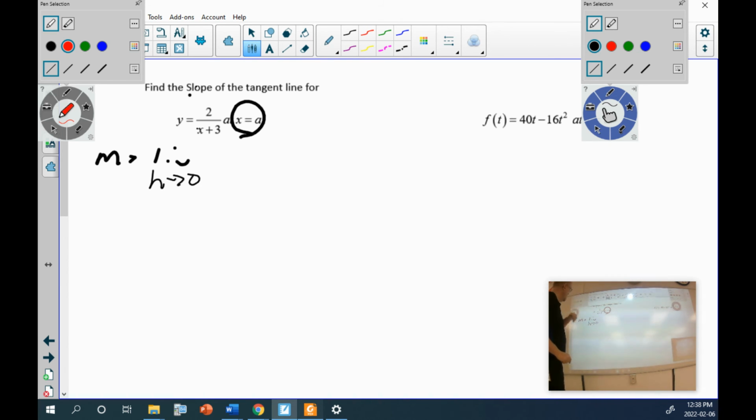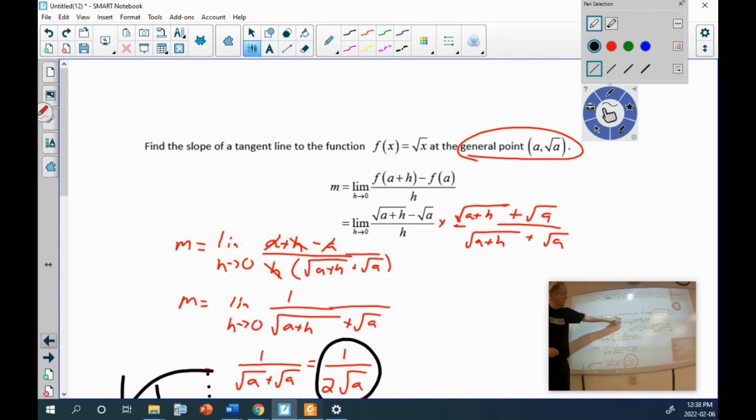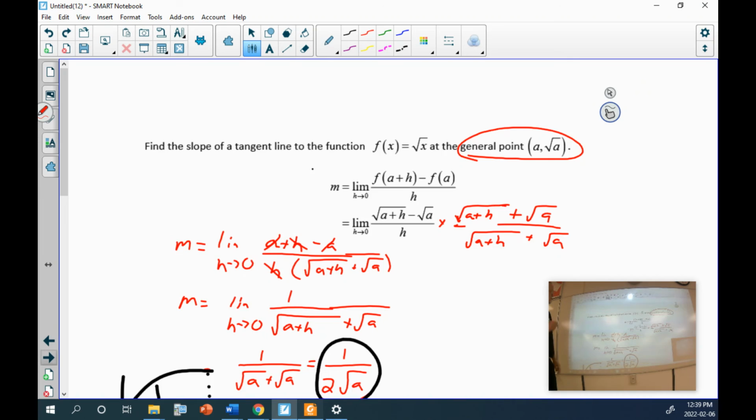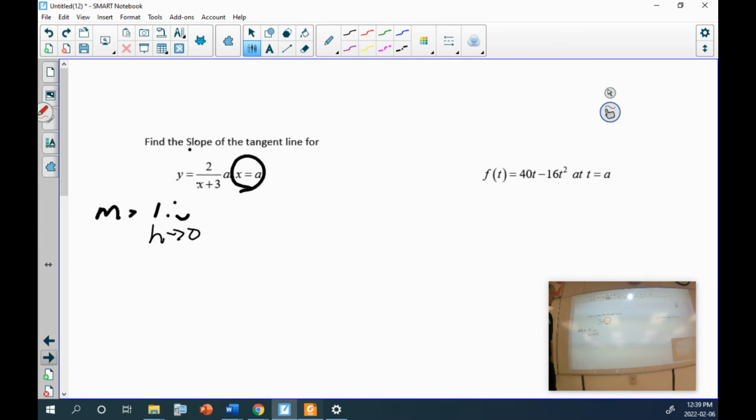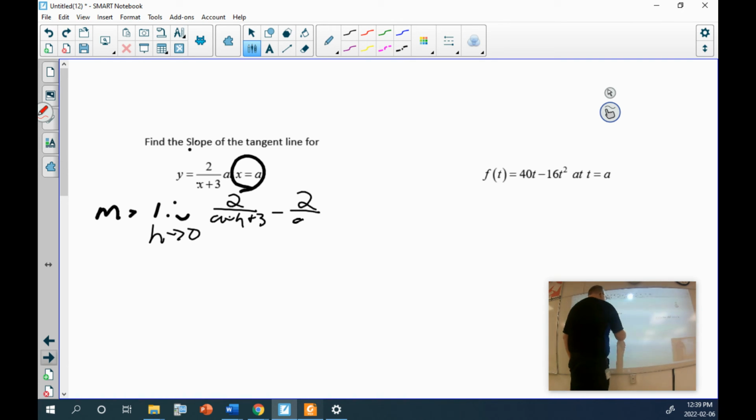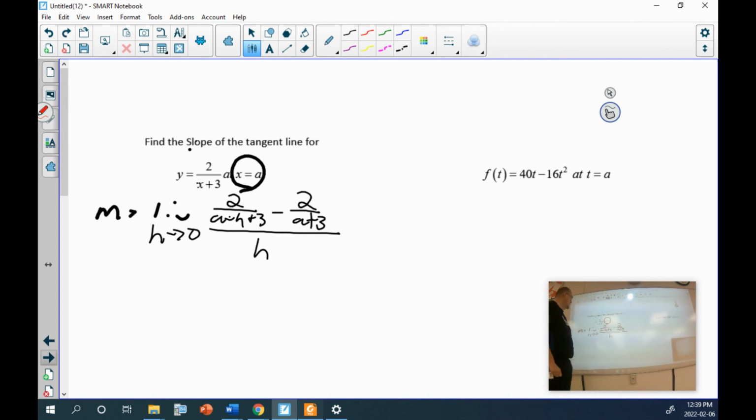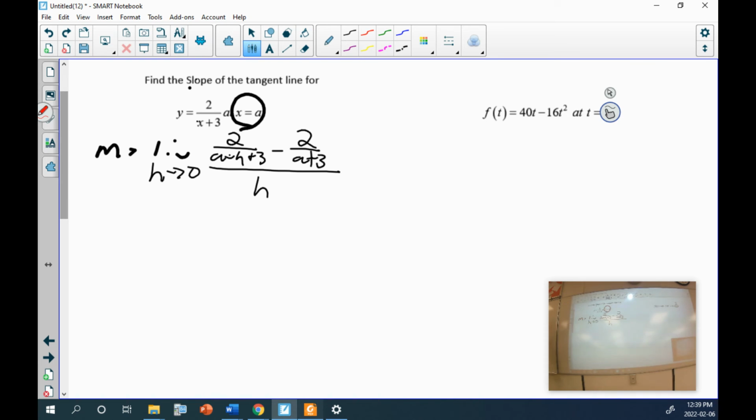So for our function here, we're going to use the definition. I'm not going to bother writing it out, but we're going to use this one. I'm going to replace x with a plus h and a. So I have 2 over a plus h plus 3, minus 2 over a plus 3, all over h. There's our definition. I have rationals at the top, so I'm going to have to simplify them in some way, by writing them with a common denominator.